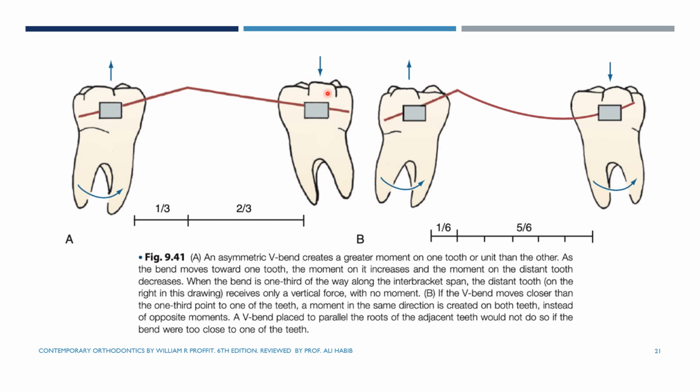So this is very interesting. Just to make it easy again for you, because sometimes the V-bend can be applied also in the buccolingual direction. So let's put it this way. If we have an asymmetric V-bend this way, this means that the segment or the unit closer to the V-bend will experience a force, or movement, directed the same direction as the V. And the distant segment will experience an opposite force. All right? Just to make it easy. I hope you understood this.